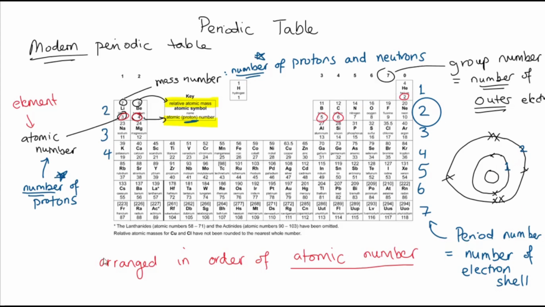Make sure you remember all these keywords in the periodic table. You need to understand what an atomic number is, what a mass number is, what the group number represents, what the period number represents, and what they're arranged in. Okay, they're arranged in order of atomic number, and that is only for the modern periodic table. Next video would be on Mendeleev's older periodic table.